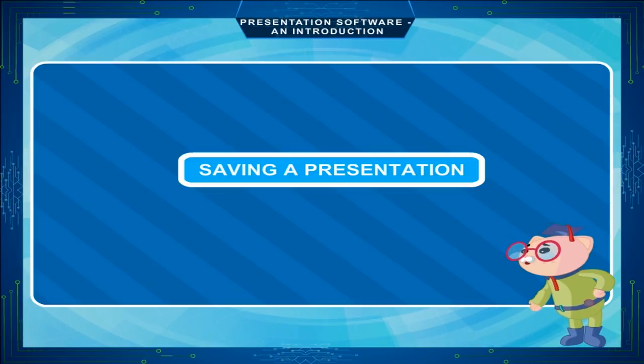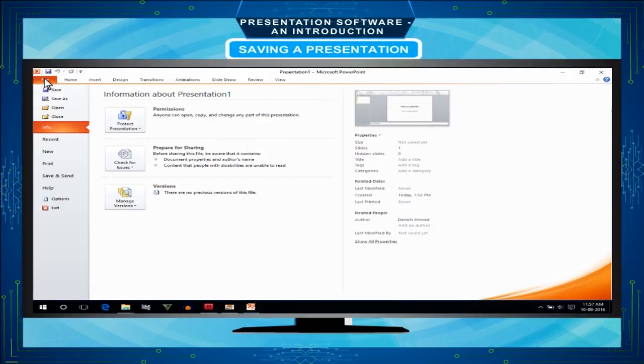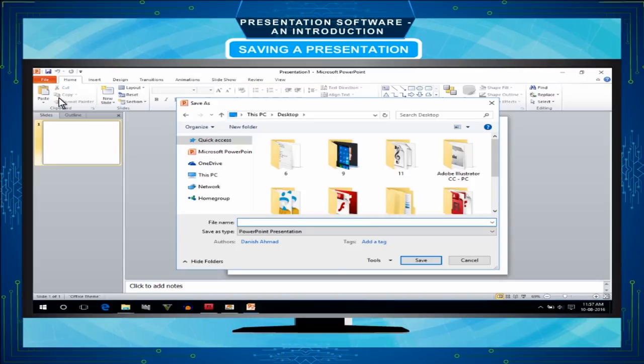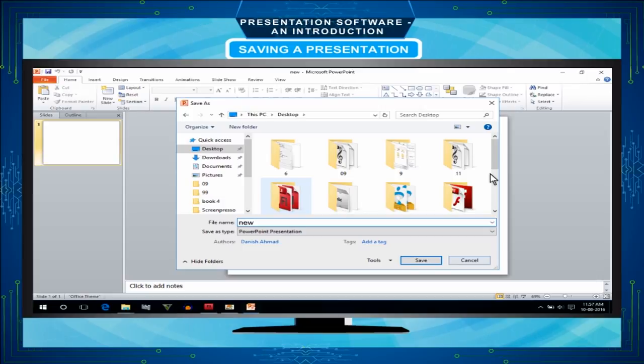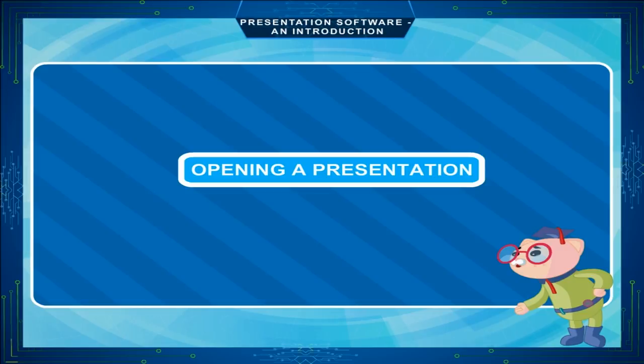Saving a presentation. Click the File tab and select the Save As command. The Save As dialog box appears. Type a name for your document in the File Name text box. When you assign a name to the file and save it, the default name Presentation 1 is replaced by the assigned file name. Optional. Choose a location for your file. Click the Save button.